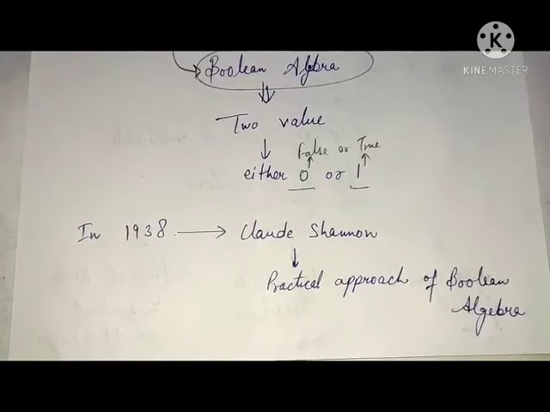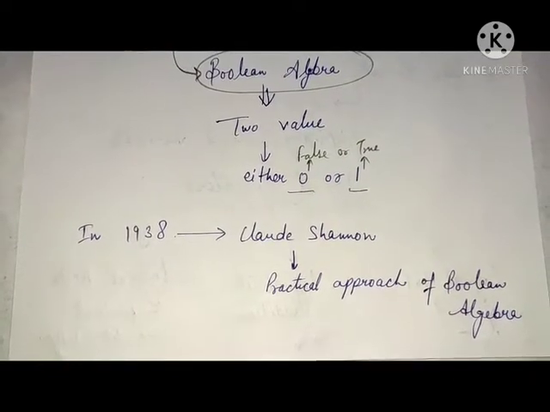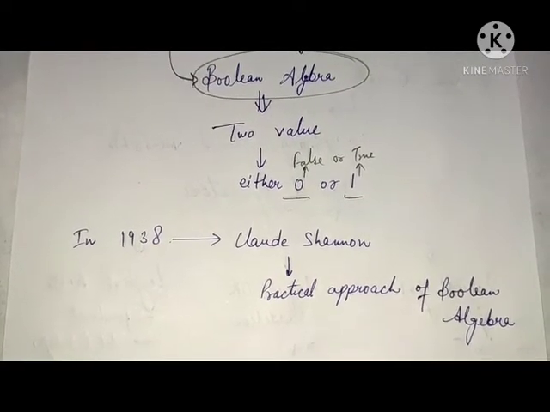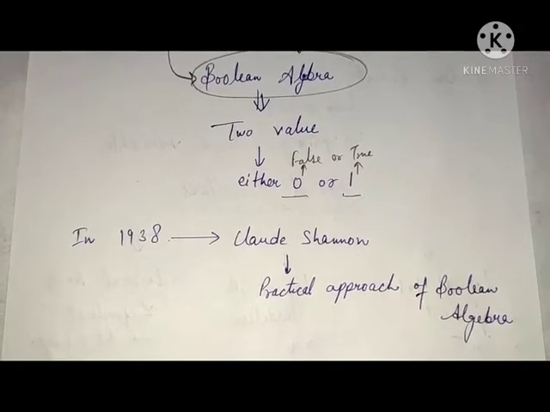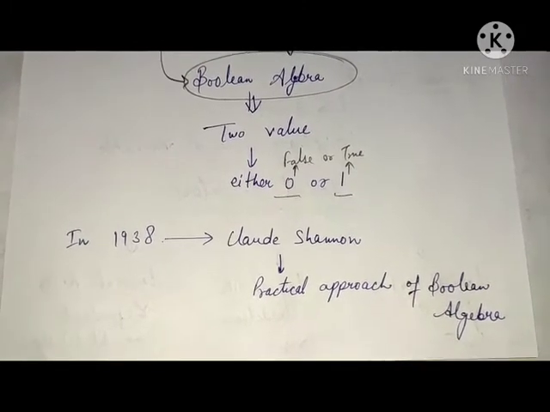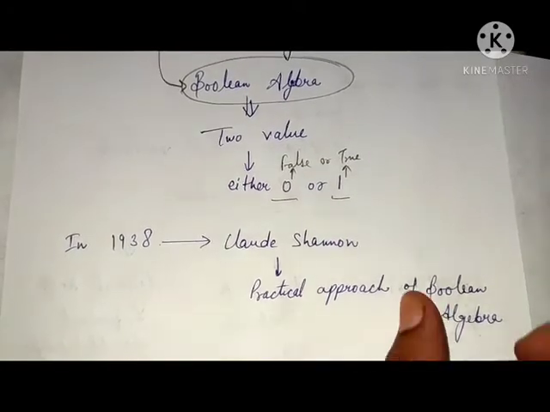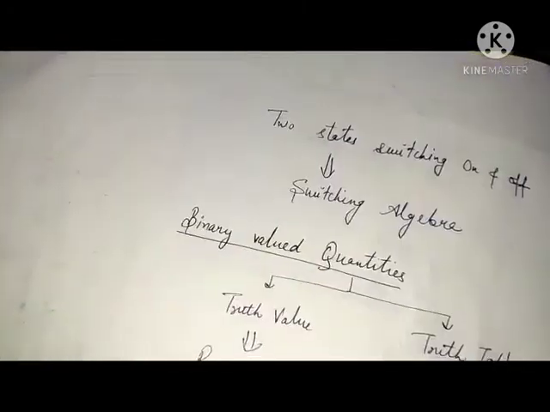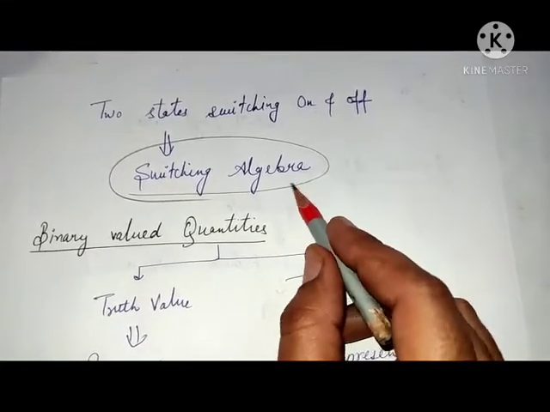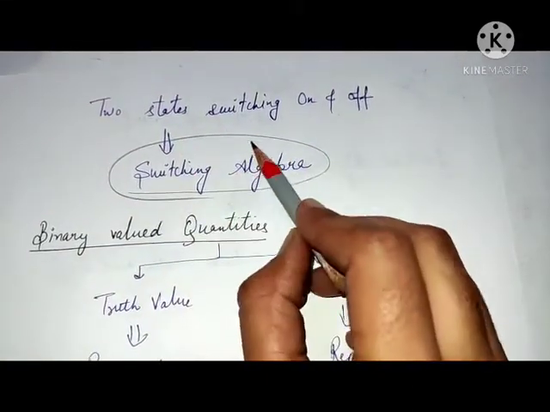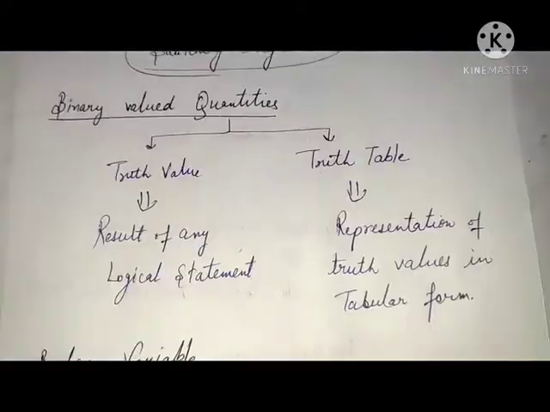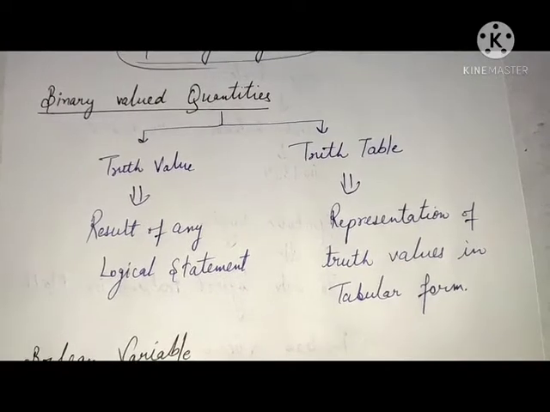Then in 1938, Claude Shannon developed a practical approach of Boolean algebra by applying it to signal switching through electronic telephone circuits. He used only two states, switching on and off. Boolean algebra is also called switching algebra because it has only two states indicated by the switching option, either on or off. So next is binary valued quantities.